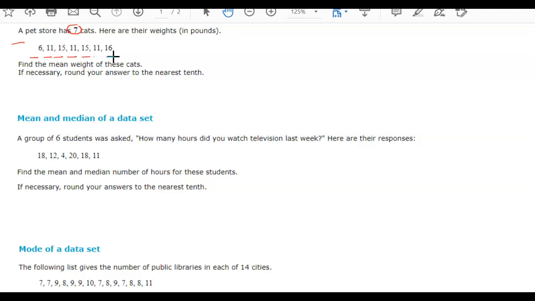And we should have 85. So the sum of those numbers is going to be 85. So we have to do 85 divided by 7 because there's 7 numbers there. So we'll do 85 divided by 7. And then 85 divided by 7 just gives us 12.14. And let's look at the instructions here, you guys. They want me to round to the nearest tenths. So this would be about 12.1.